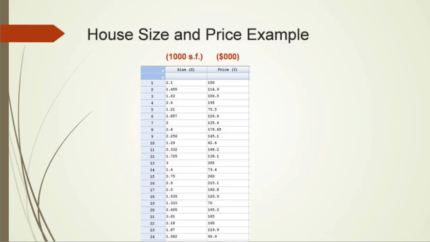The dataset I'm analyzing here is the house size and house price example we discussed in the previous video. I randomly selected 24 houses from all the houses here in Corvallis and arranged them in 2 columns. It is important to notice that both variables are measured in thousands. Size is measured in thousands of square footage, whereas price is measured in thousands of dollars.